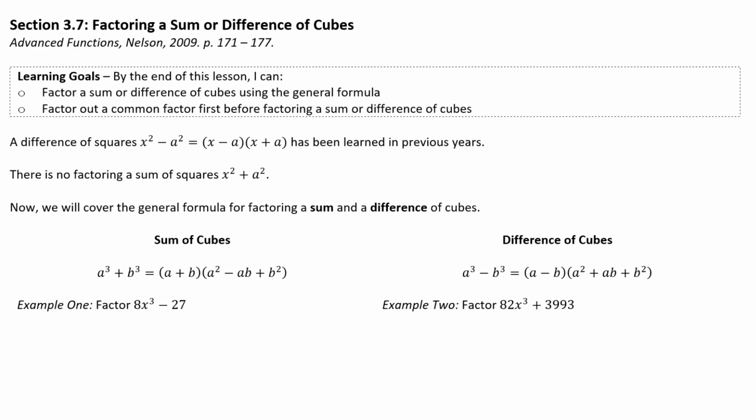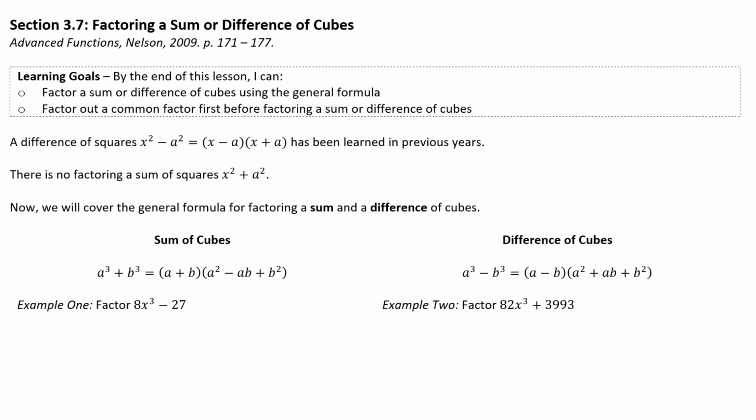The difference of squares, x squared minus a squared, was equal to x minus a, x plus a. That's something that you've learned in previous years and previous courses. And we don't have an ability to factor a sum of squares. We've only learned so far a difference of squares, right? And you can't factor a sum of squares.